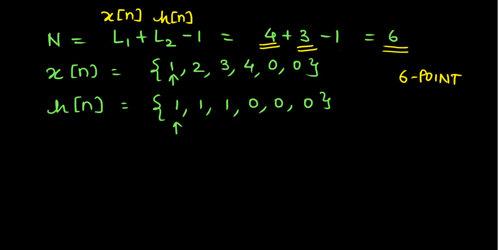And we know that the first step to do that is to make the length of x of n and h of n equal to N, that is 6. So we need to append zeros in order to make them length 6. So we append 2 zeros at the end of x of n and we append 3 zeros at the end of h of n. Now once we do that, the next step is to represent this x of n and h of n in a circular fashion.